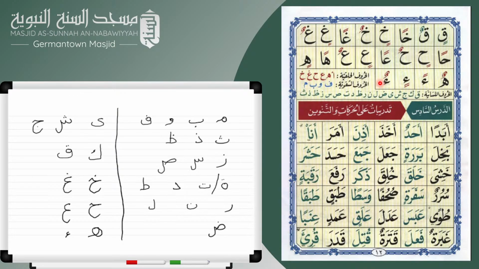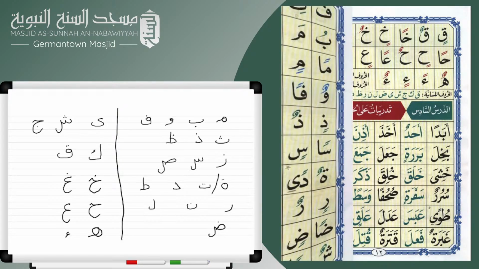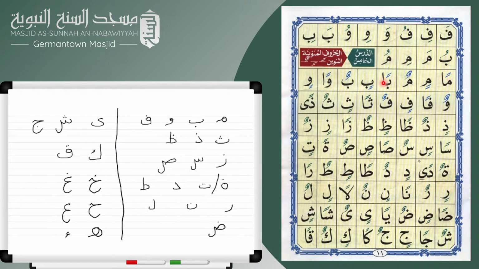Let's go back to line number 1. Now I'm going to read it without breaking it down. You guys ready? Repeat after me. Man, min, mun. Ban, bin, bun. Wan, win, wun. Fan, fin, fun. Than, thin, thun. Dhan, dhin, dhun. Zan, zin, zun.